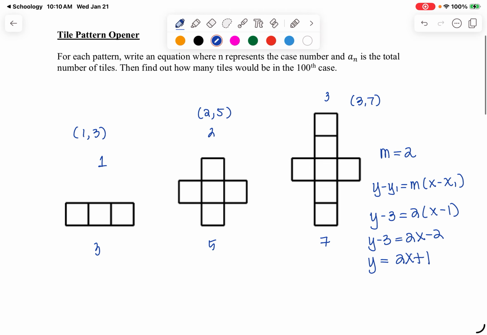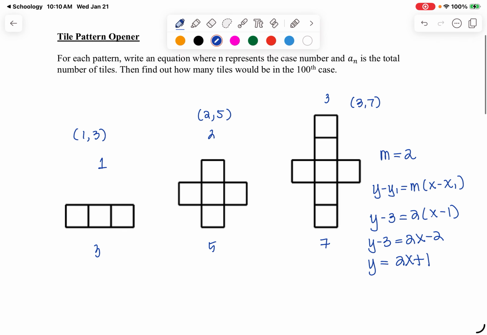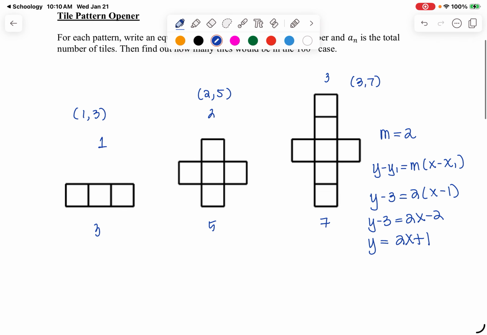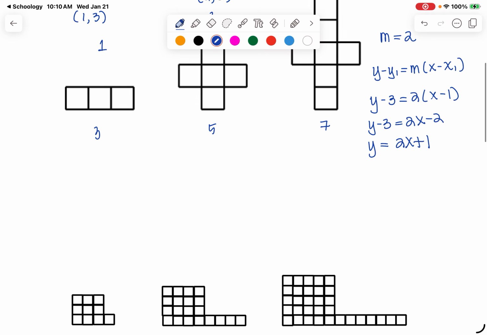Now, if you look back at the directions, it says where n represents the case number. So instead of x, we're using n. And for the total number of tiles, instead of y, we should be using a sub n. So we have a sub n is equal to 2n plus 1. And that's how it's written in this unit. So I just wanted to introduce that to you.